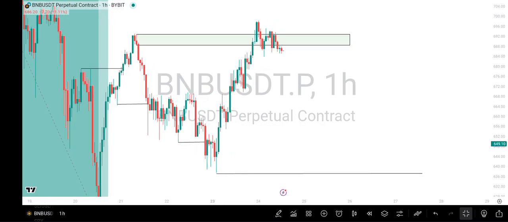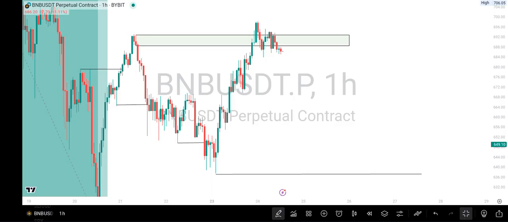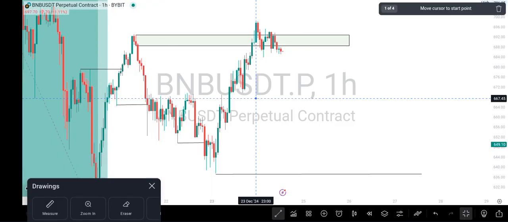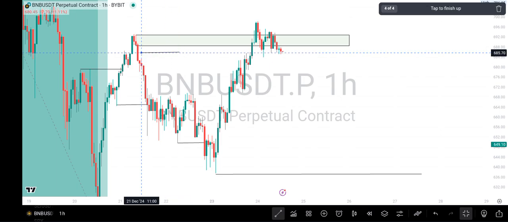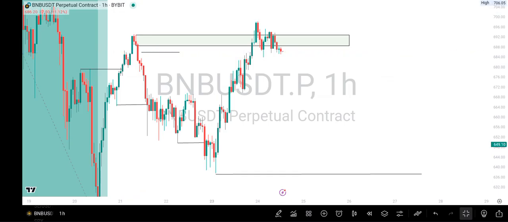Now you can see the imbalance there also. There is an imbalance here that the market should come and fill. If this market has not triggered yet, this is the imbalance that price will come and fill, which is the fair value gap or imbalance.